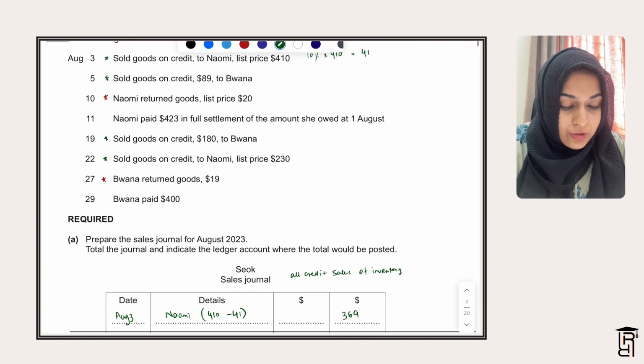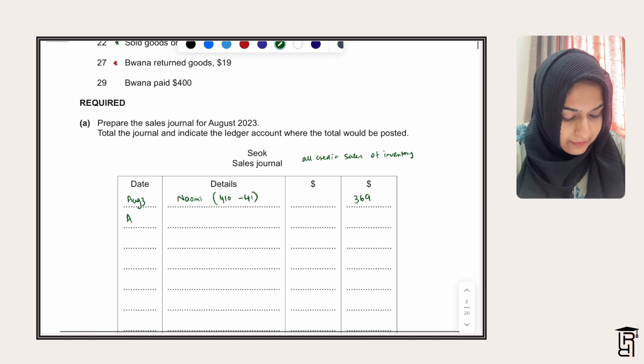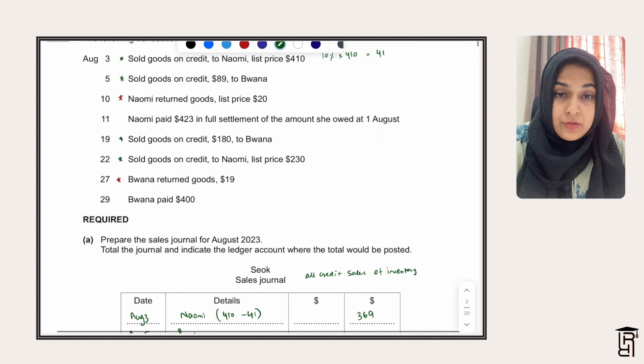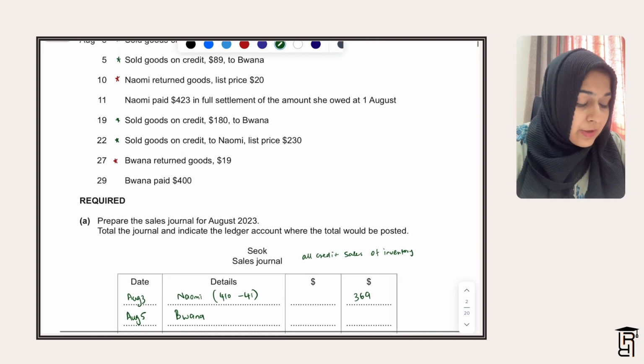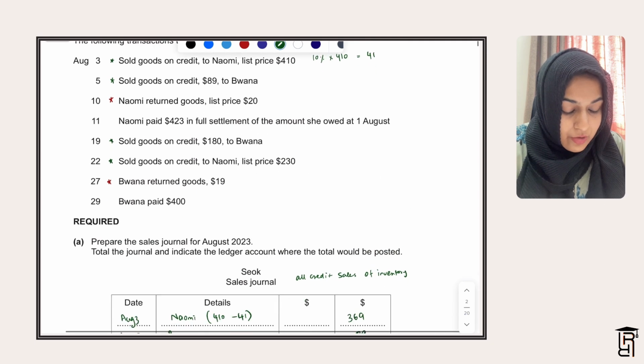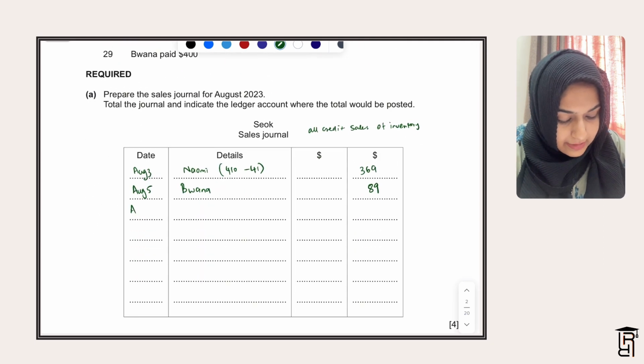Then we have on August 5. So I write here August 5. I write here Bhavana. And Bhavana is not given any trade discount. So you directly record the amount $89. Okay, and then they are saying on August 19. So you write here August 19.